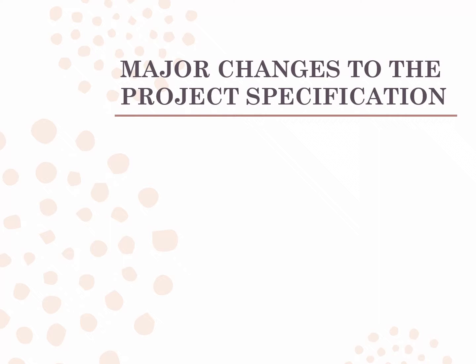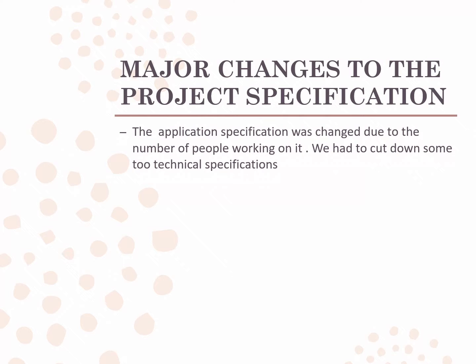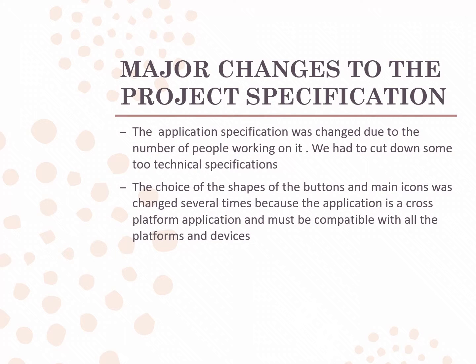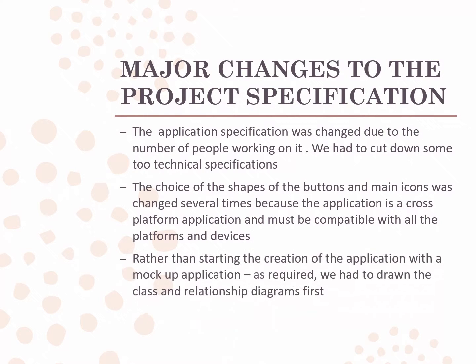Various changes took place during the development of the application. The major changes in the project specifications are the changes that happened during the project. The application specification was cut down because of the number of people working on it and the constraint of time. We also had to change the shape of icons and buttons several times until they fit all the operating systems that the mobile application will be deployed on.